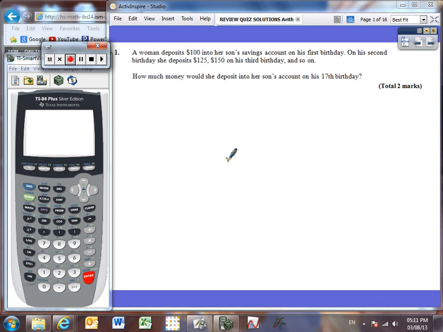Hi guys, we're going to be doing some review questions to prepare for the quiz on arithmetic and geometric sequences with some compound interest questions as well. So let's look at number one.